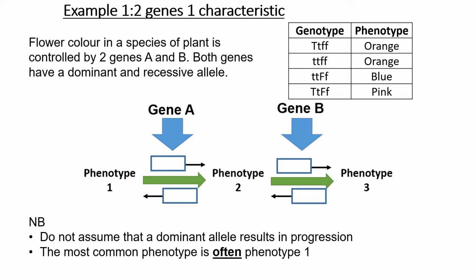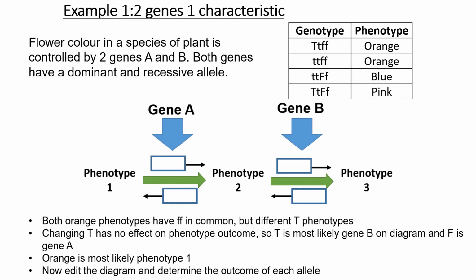A good pointer as well is when it starts giving phenotypes, normally the most common type of phenotype is always going to be phenotype 1 on your diagram. I say always because it's not 100% guaranteed, but as a general rule of thumb, it's a good starting point. So if we have a look at the diagram on the top right, we can see that the most common phenotype is orange. So we're going to work on the assumption at the minute that that's phenotype 1.